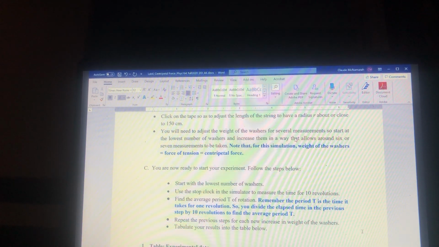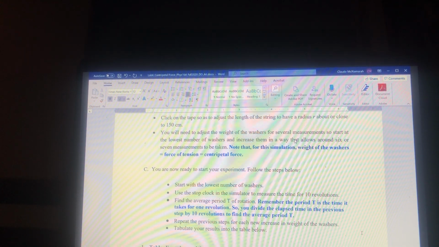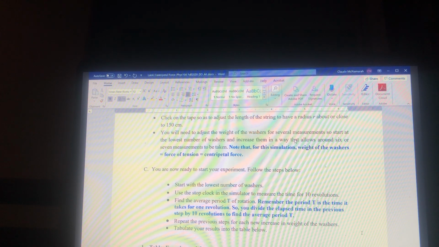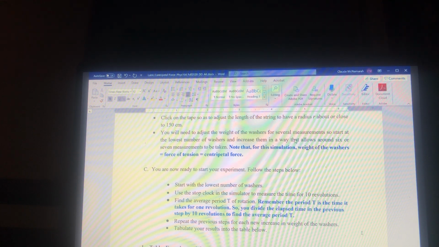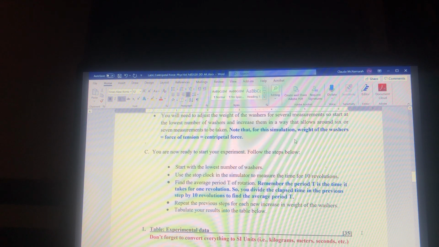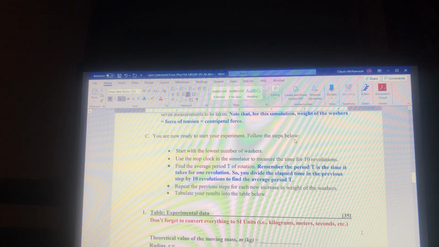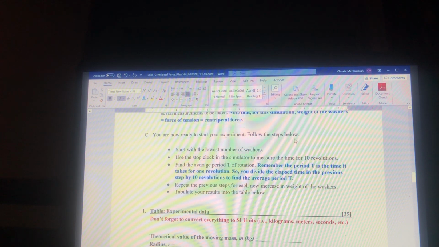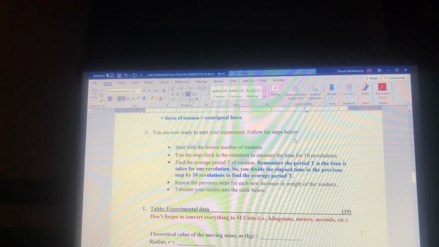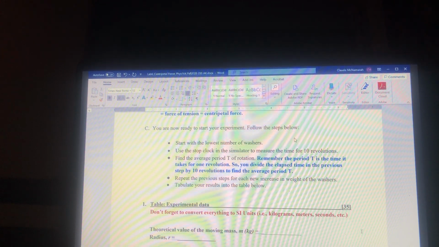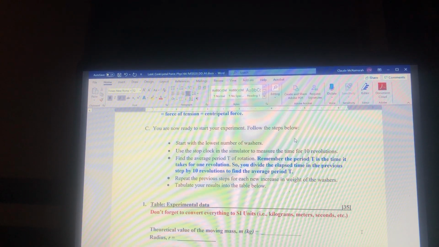Note that for this simulation, the weight of the washers is equal to the tension, which is the centripetal force you're trying to get. You are now ready to start your experiment. Follow the steps below. Start with the lowest number of washers. We see that that is 5. Use the stop clock in the simulation to measure the time for 10 revolutions. You just saw me do that.